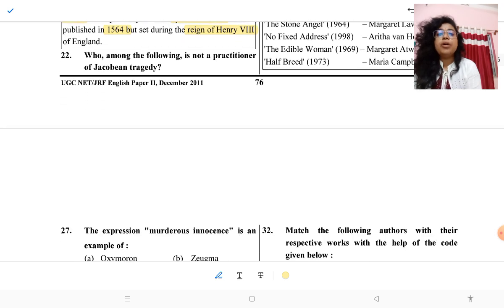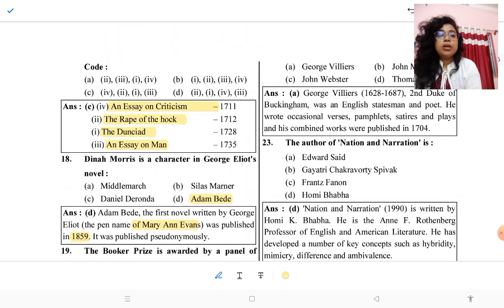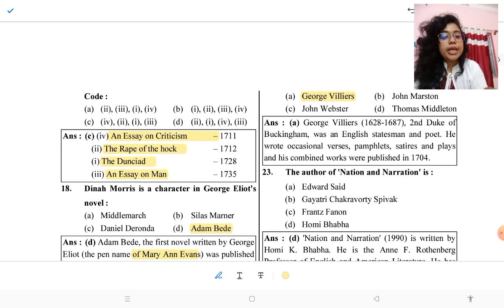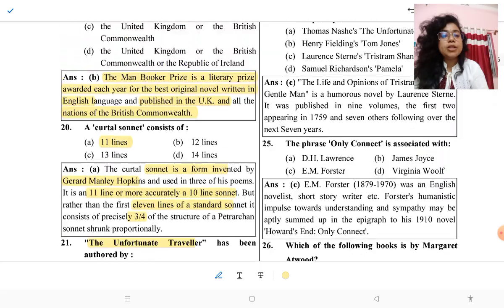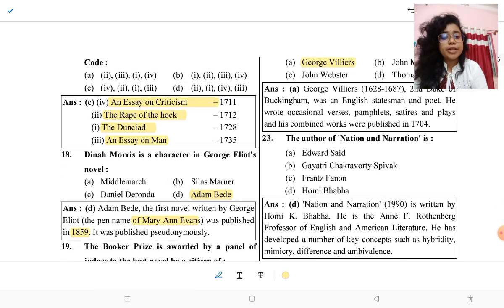Then the next question: who among the following is not a practitioner of Jacobean tragedy? So the answer will be George Villiers. George Villiers, second Duke of Buckingham, was an English statesman and poet. He wrote occasional verses, pamphlets, satires, and plays, and his combined works were published in 1704. So he is not a practitioner of Jacobean writings. The others, John Webster, John Marston and Thomas Middleton, are Jacobean writers.